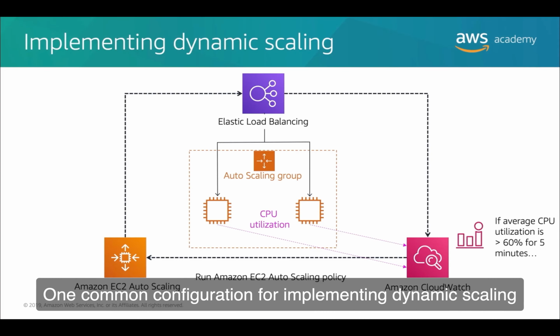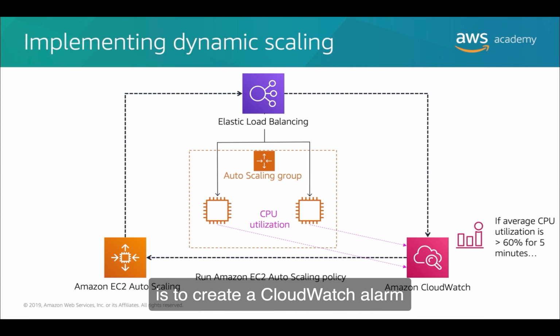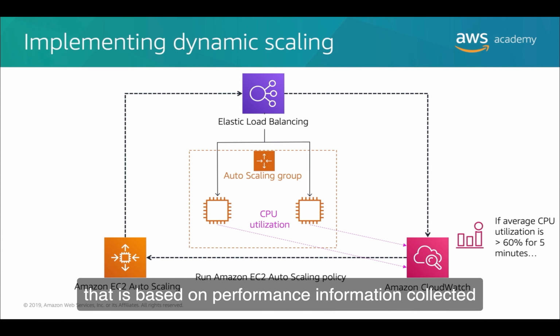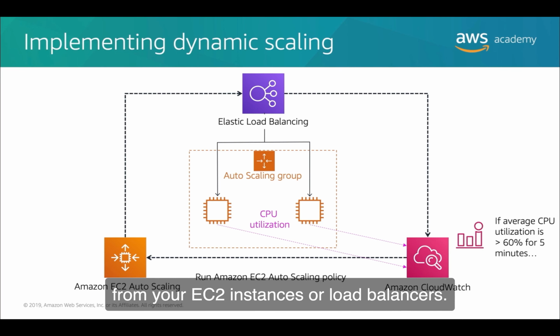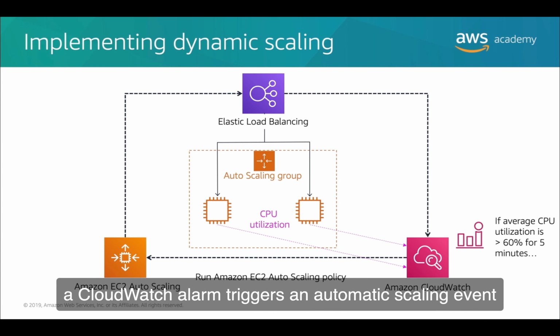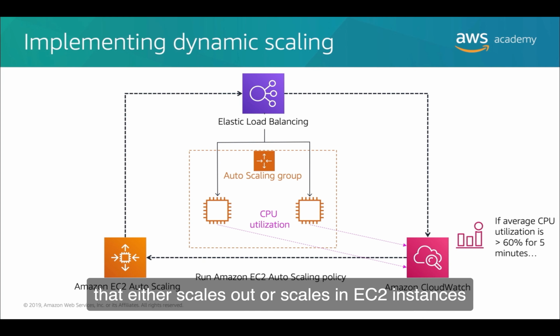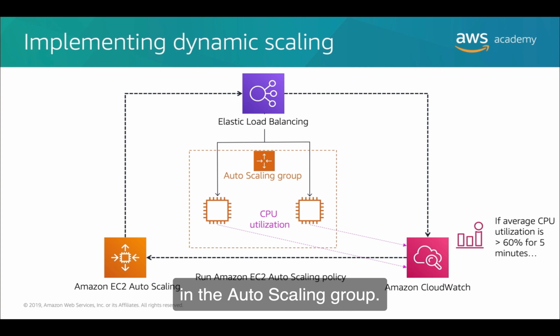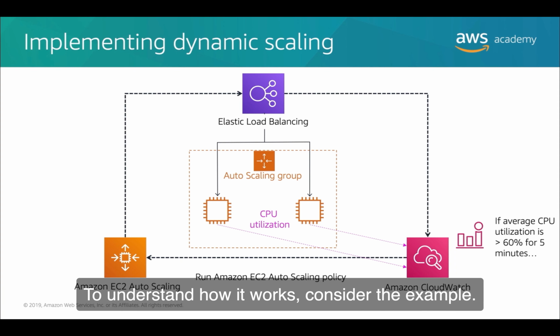One common configuration for implementing dynamic scaling is to create a CloudWatch alarm that is based on performance information collected from your EC2 instances or load balancers. When a performance threshold is breached, a CloudWatch alarm triggers an automatic scaling event that either scales out or scales in EC2 instances in the Auto Scaling group. To understand how it works, consider the example.